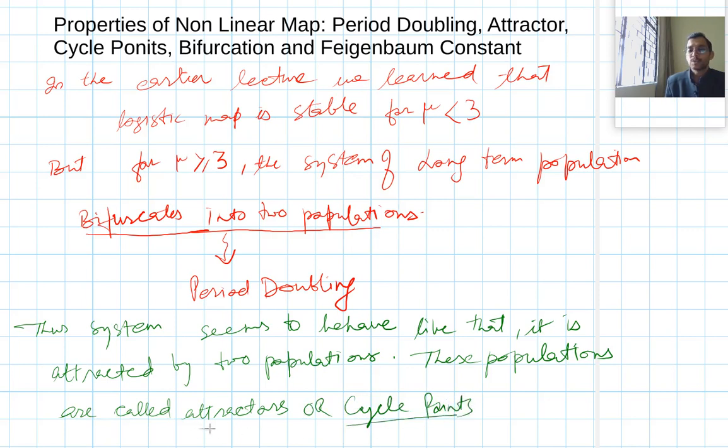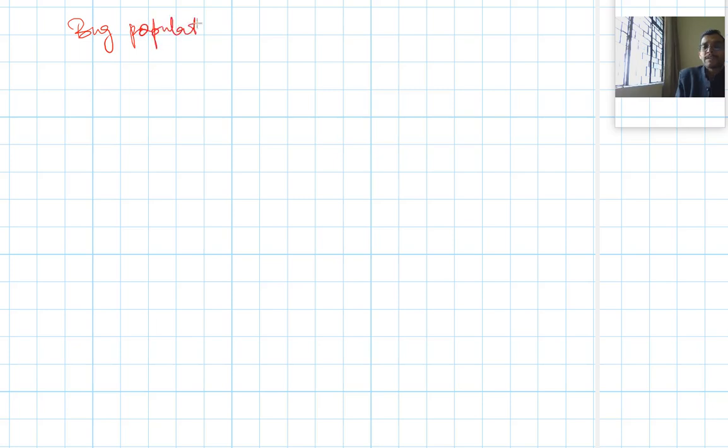Right, so these are the two things which we have to keep in mind. One is the bifurcation of the population and another is the attractors. So let us understand this by taking the case of the bug population again, which we have considered in the earlier lecture.